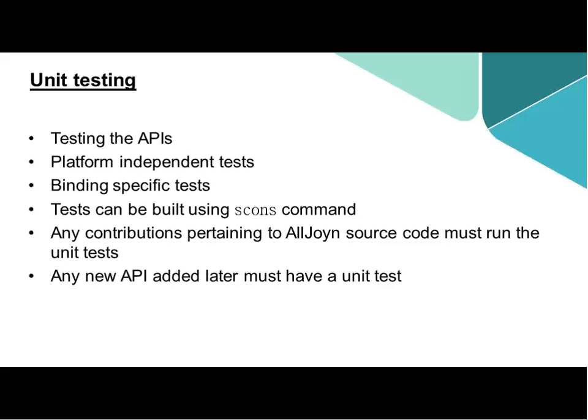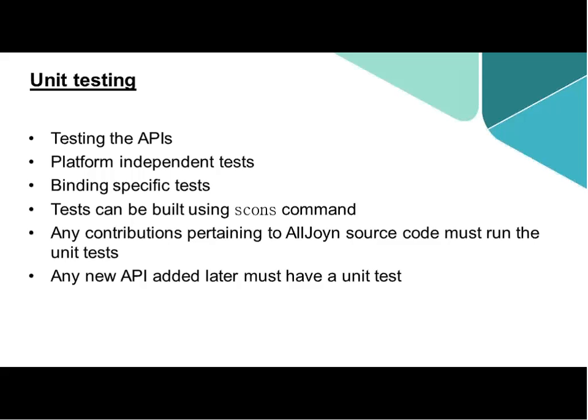So now we will go and see the unit testing mechanisms that we use. Unit testing basically tests the different APIs that AllJoyn exposes, basically the public APIs. These are platform independent tests. What that means is that you don't need a real device or anything to run these kind of tests. These tests are basically run for all the bindings that we support. So all the bindings that are supported by AllJoyn have some kind of unit test framework. Like for example, the C++ bindings, they have the Google test running. The Java bindings, they have the JUnit test running, so on and so forth.